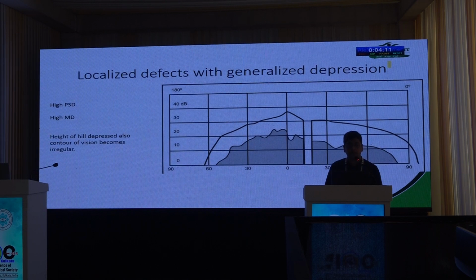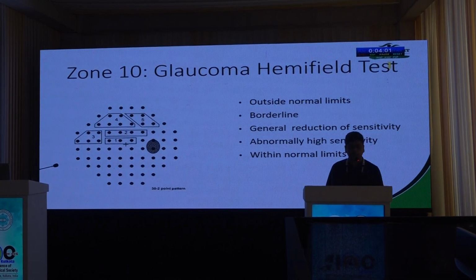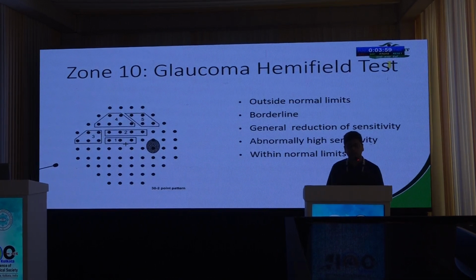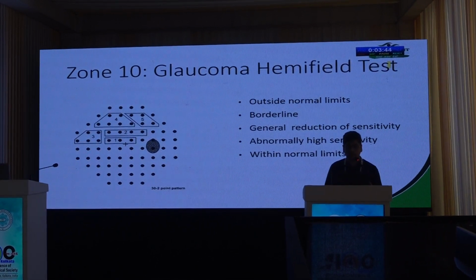And in patients with localized as well as generalized field defects, there will be both high pattern standard deviation as well as high mean deviation. So the 10th zone is the glaucoma field test. We know in glaucoma the hemifields are affected asymmetrically. So one hemifield is tested against the other, and the machine analyzes whether the two fields are symmetrical. Usually in glaucoma it will be outside the normal limits.